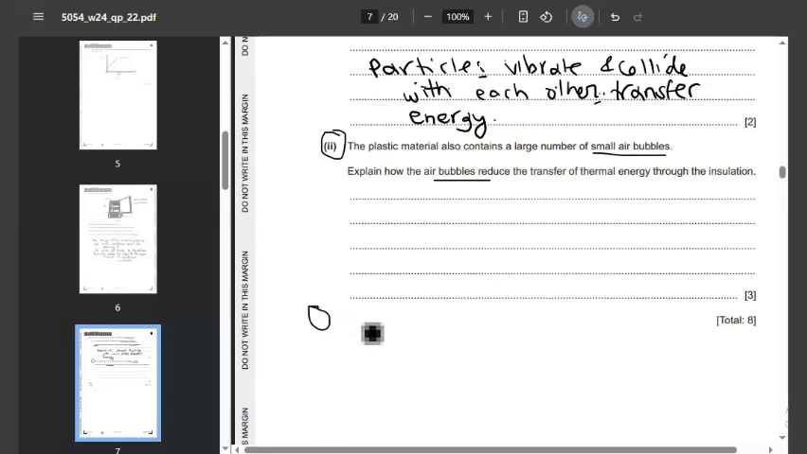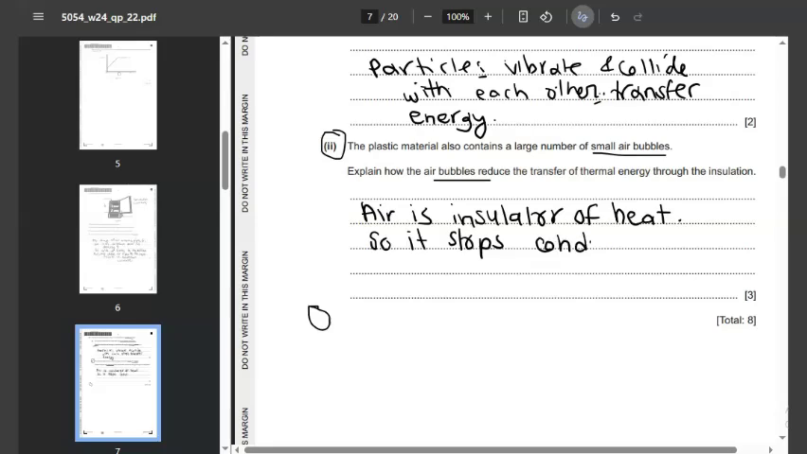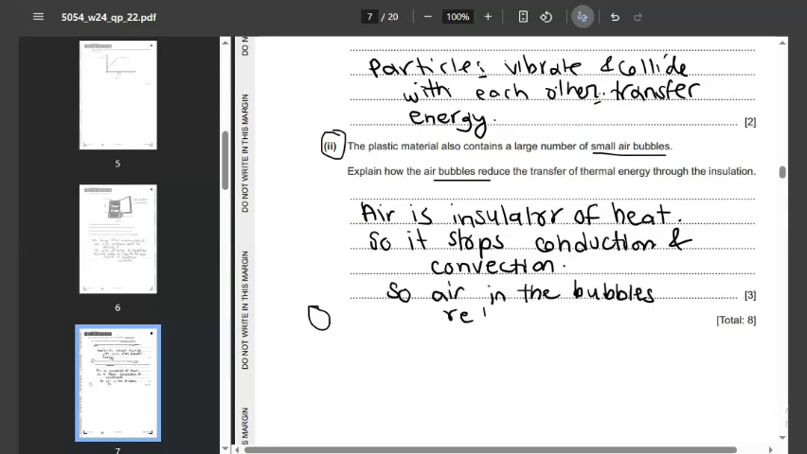So the air trapped inside the bubble reduces heat transfer. So for 3 marks we can write: Air is an insulator of heat, so it stops conduction and convection. Therefore, the air trapped in the bubbles reduces heat transfer. So the air in bubbles, and this is enough for 3 marks.